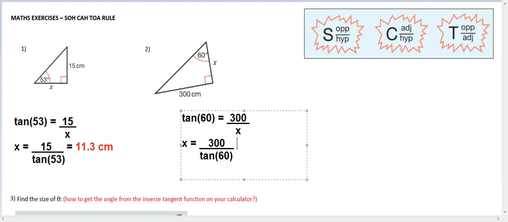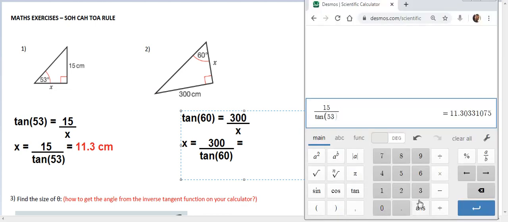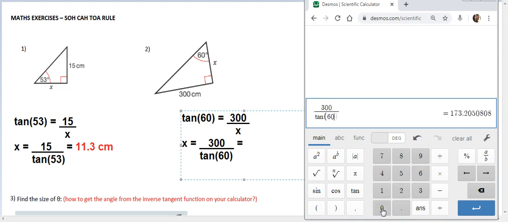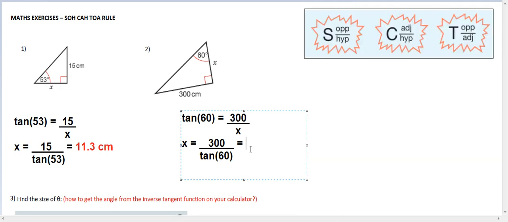So here I go to my calculator. I'm going to clear all. Let's go. 300 centimeters divided by the tangent of 60 degrees. It's in degrees, don't forget about this detail. The answer here is 173.2. I'm using just one decimal place. The question is not asking for a specific number of decimal places, so I'm using just one.